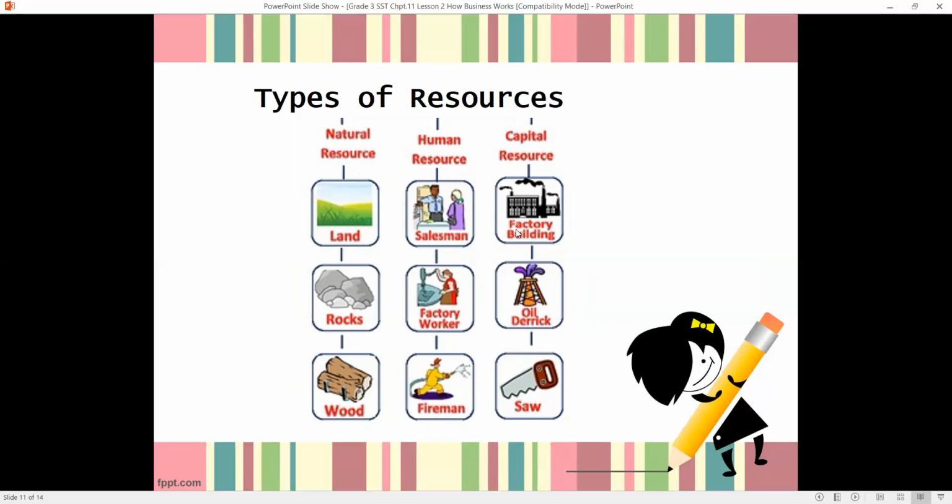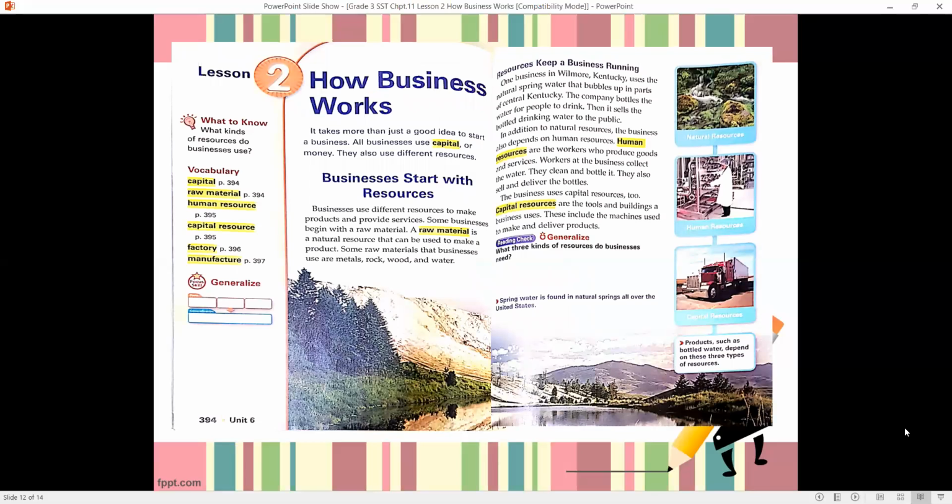Then you have capital resource, which is a factory building, and an oil derrick, a place where they extract oil from the sea or from the ground. And here you have a carpenter's tool, which is called a saw. Now let us go through the lesson. So we understood the vocabulary words. I will read the lesson and explain it to you.